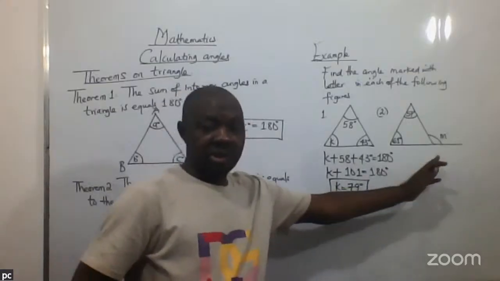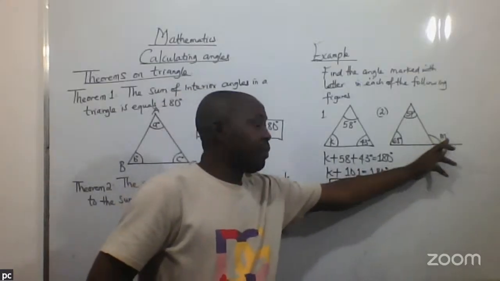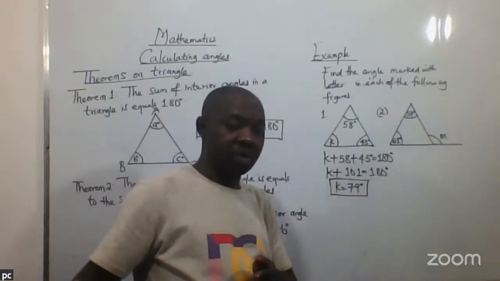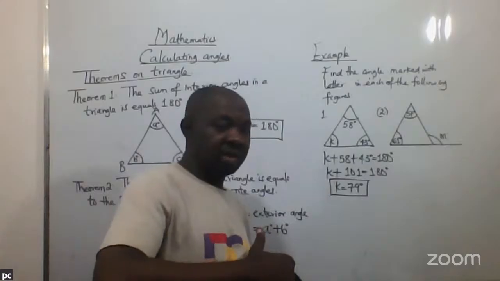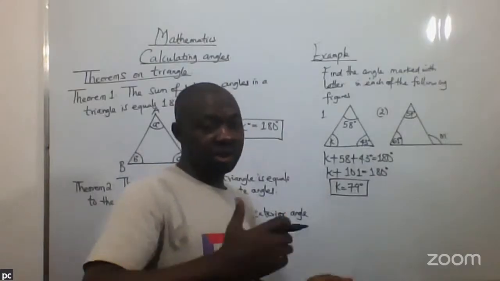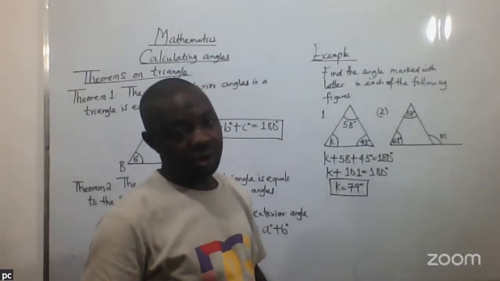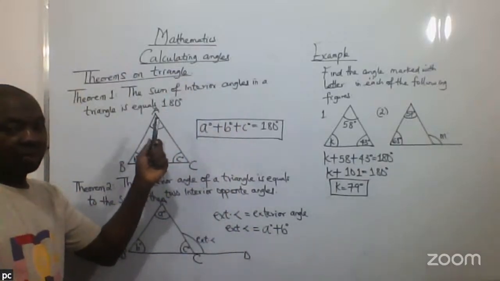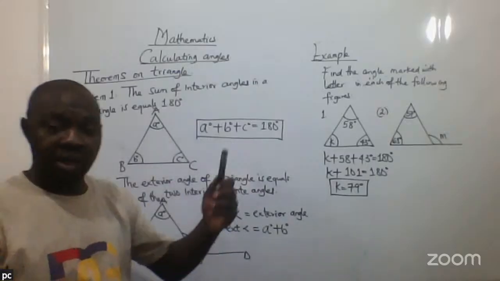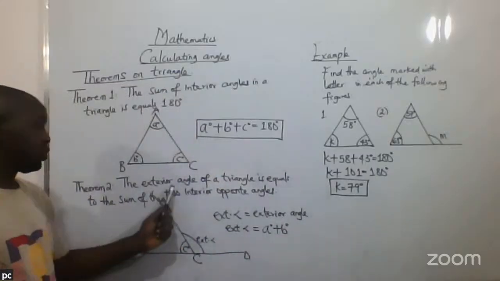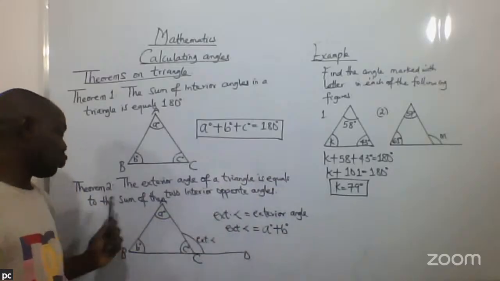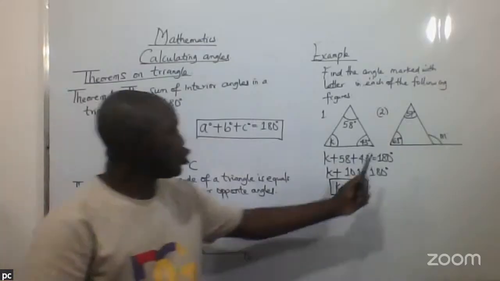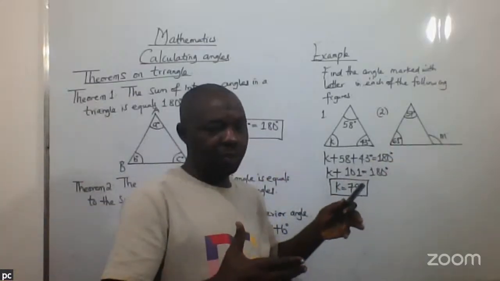But in this case, look at m, this letter, is an exterior angle. So it is not inside the triangle. Because it's not inside the triangle, we cannot use the angle sum property of a triangle. We have to use the other theorem, which is the exterior angle of the triangle is equal to the sum of the two interior opposite angles. So these two angles are interior opposite angles.